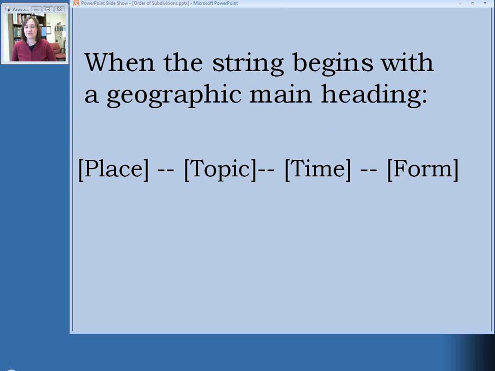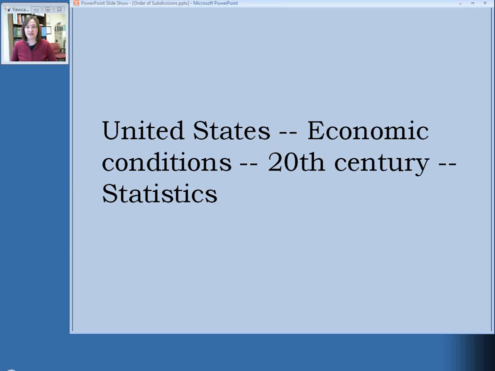On the other hand, when a string begins with a geographic main heading, a good rule of thumb is that the order is place, then topic, then time, then form. So here's an example of the geographic heading, United States, followed by the topical subdivision, economic conditions, and the chronological subdivision, 20th century, and the form subdivision, statistics.